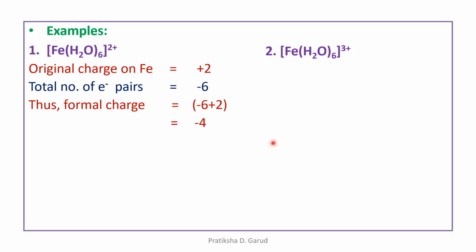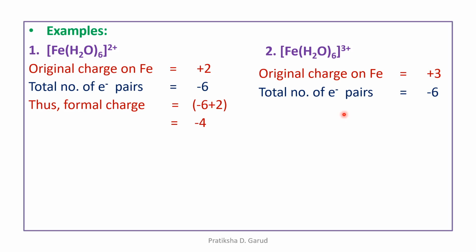The second example, [Fe(H2O)6]3+. Again the original charge on the Fe is +3. Then the total number of electron pairs is again the same, that is -6. Thus the formal charge is -6 + 3, which equals -3.